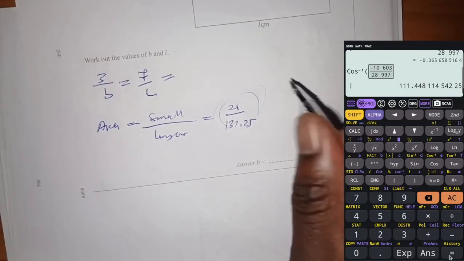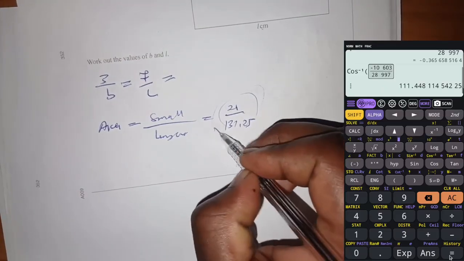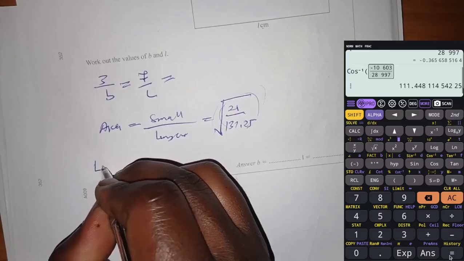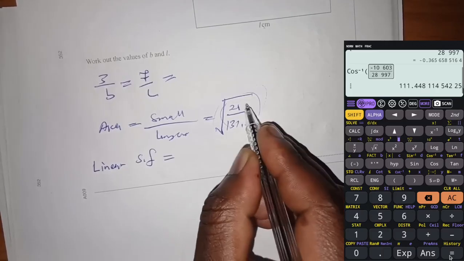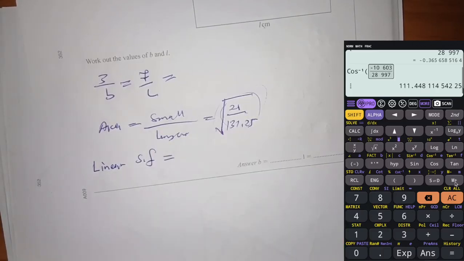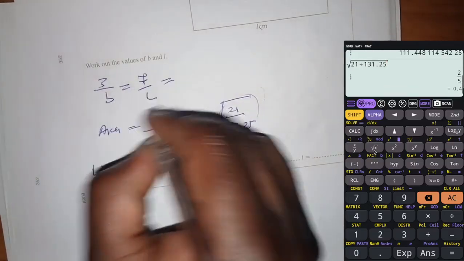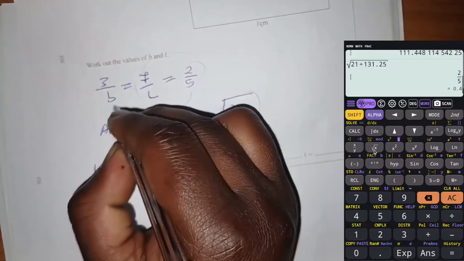Now, since area is in cm squared, we can bring this down to cm by taking the square root. So the linear scale factor is equal to the square root of 21 over 131.25. The answer is 2 over 5. Combine this to find L, combine this to find B.